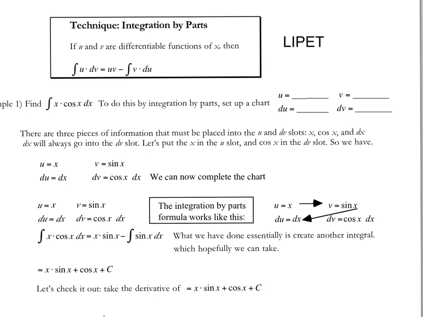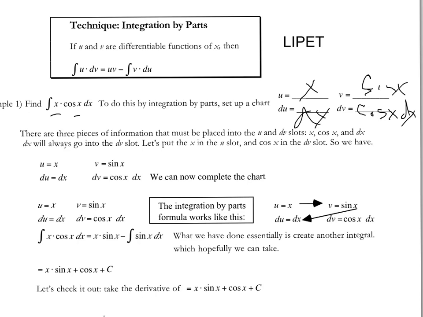Because what you have is a blank. We're going to have x, and you're going to have cosine x dx. And that's when you start. See, you don't know the rest of the stuff. Then if you take the derivative of the x, you get dx. If you take the antiderivative of cosine x dx, you get sine x.